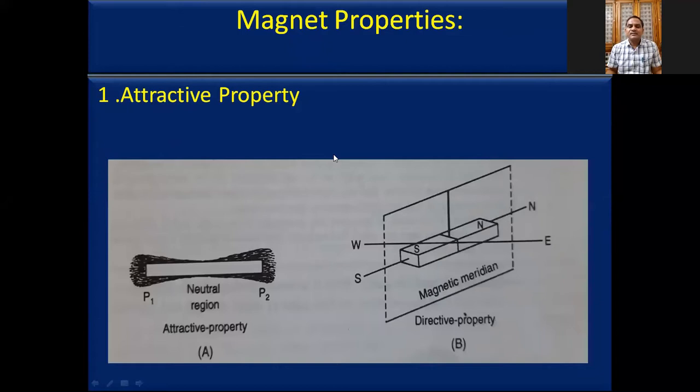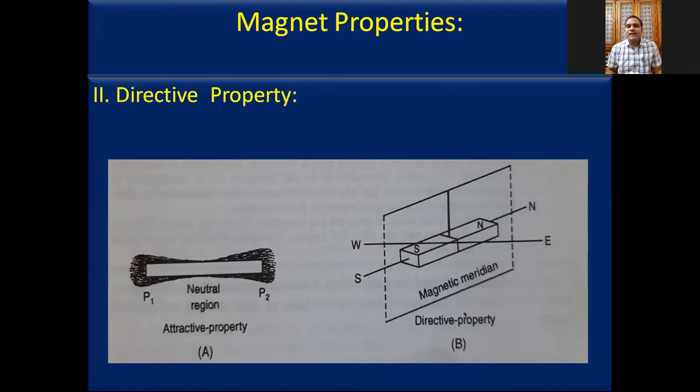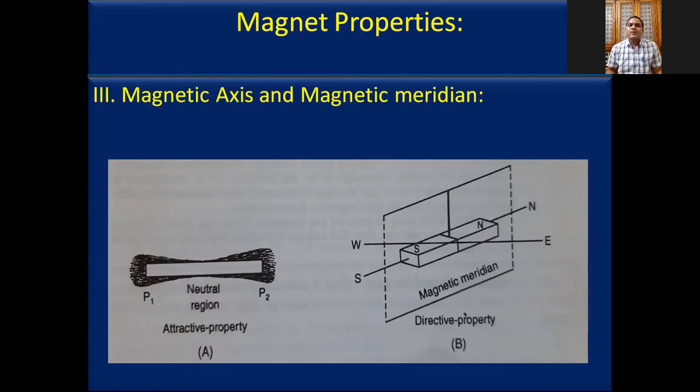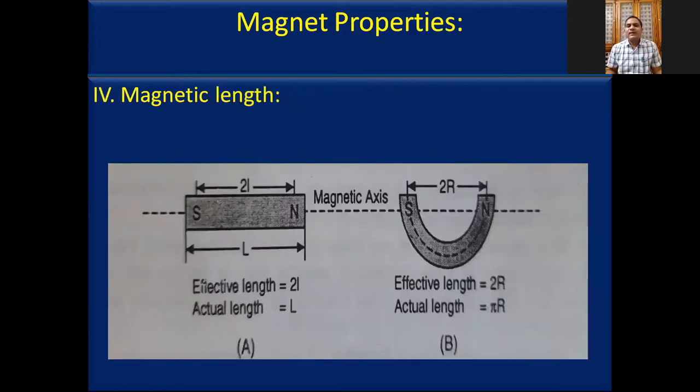Hence, whenever it is dipped into iron filings, the iron filings are attracted by the magnetic material. You can observe in the figure. The line joining the magnetic poles is called the magnetic axis. The vertical plane passing through the magnetic axis when it is suspended is called the magnetic meridian. This is called the directive property. After that, the length between the magnetic poles is called magnetic length. Magnetic length is denoted with the letter 2L, right?